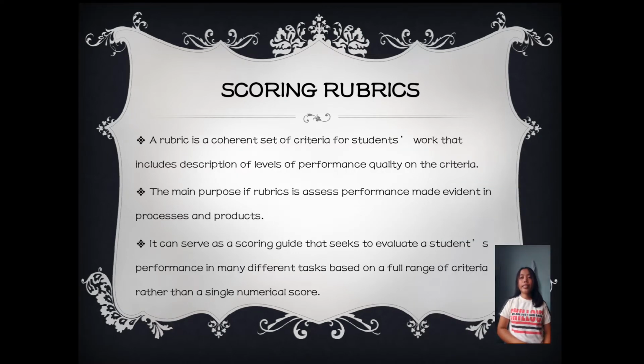And for today's report, I am going to discuss scoring rubrics. A rubric is a coherent set of criteria for students' work that includes descriptions of levels of performance quality on the criteria. The main purpose of rubrics is to assess performance made evident in processes and products. It can serve as a scoring guide that seeks to evaluate a student's performance in many different tasks based on a full range of criteria rather than a single numerical score.